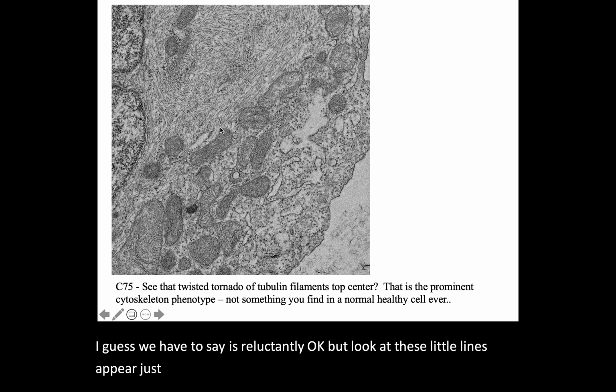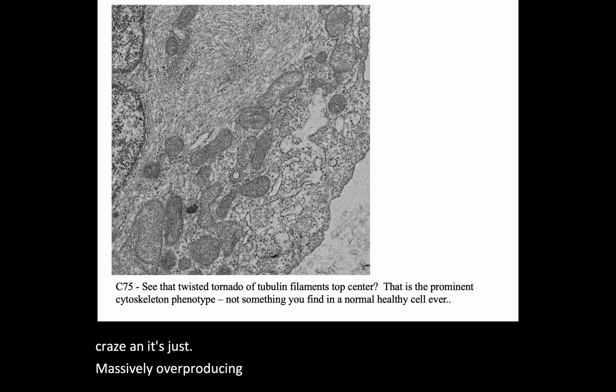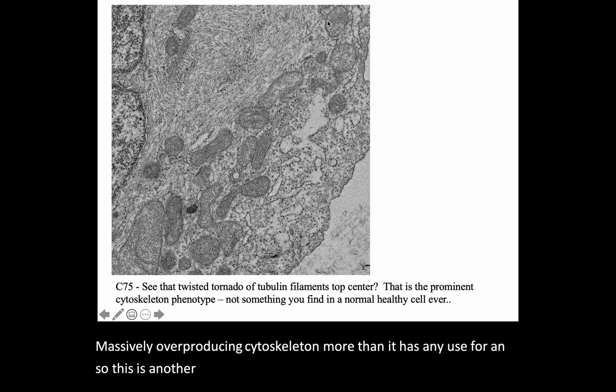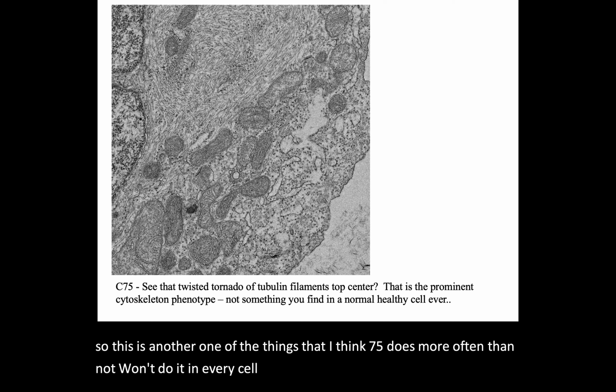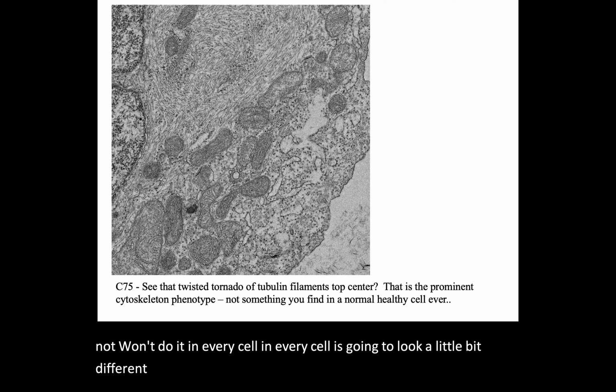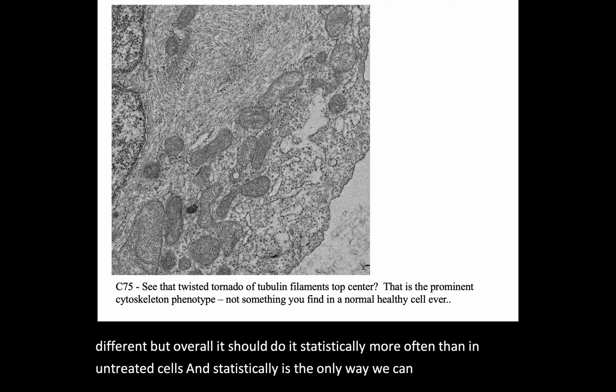That is tubulin. This cell has gone on a tubulin craze and is just massively overproducing cytoskeleton more than it has any use for. And so this is another one of the things that I think C75 does more often than not. It won't do it in every cell, and every cell is going to look a little bit different, but overall, it should do it statistically more often than in untreated cells. And statistically is the only way we can make any kind of actual judgment in science.